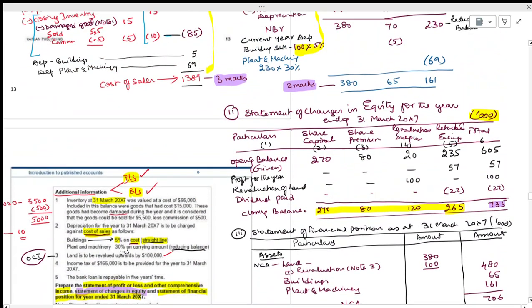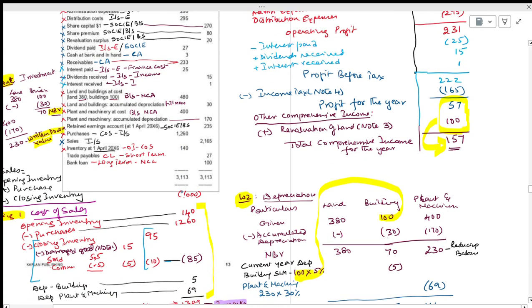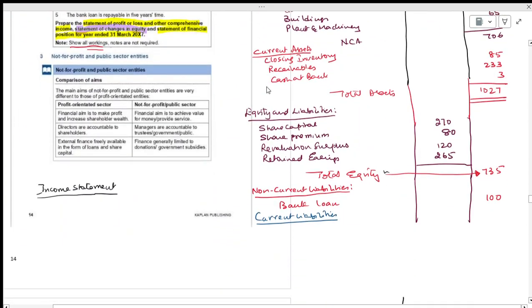See the things, okay? Now, we have taken share capital, share premium, revaluation, dividends, cash is over, receivables over. Next, bank loan is over. Next, current liabilities. What is the next one? Current liabilities, we have trade payables. How much are the trade payables? 27.